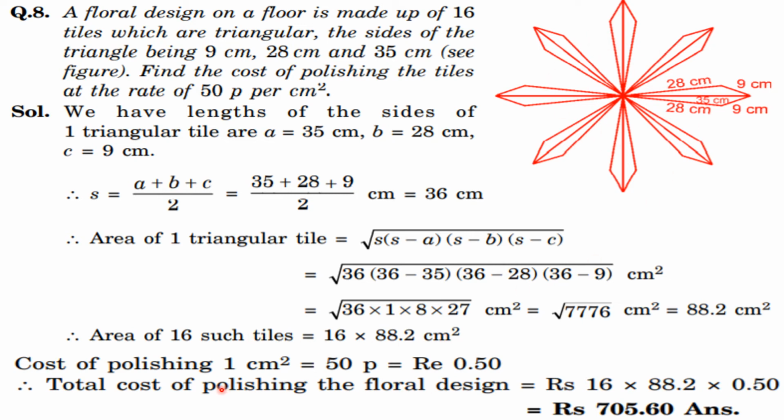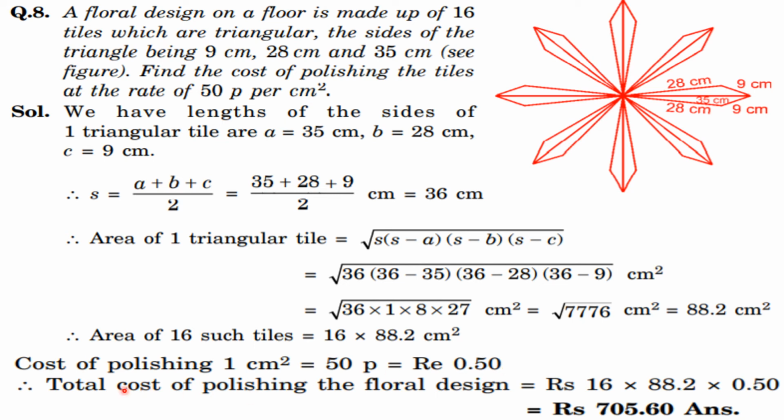Then the cost of polishing 1 centimeter square is equal to 50 paise. It means 0.50 rupees. We converted these paise into rupees. Then we get 0.50 rupees. Understood this step, my children?